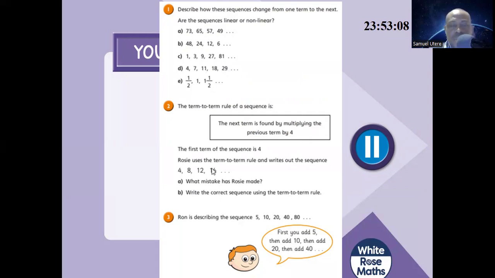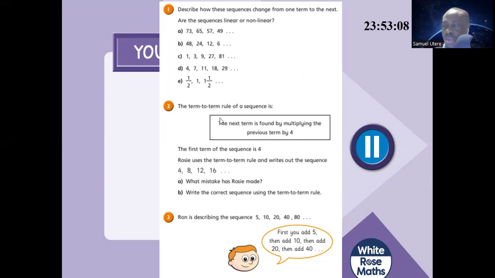And then question 2, you're asked to state what mistake Rosie made. So you can clearly see that you start by 4, you're told to multiply. So the next term is found by multiplying the previous term by 4. So what she was doing, the mistake is she was clearly just adding 4. So that's a mistake she made. And then here for the third one, you're asked to describe the sequence a different way.